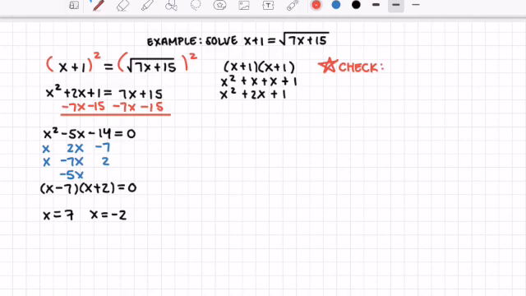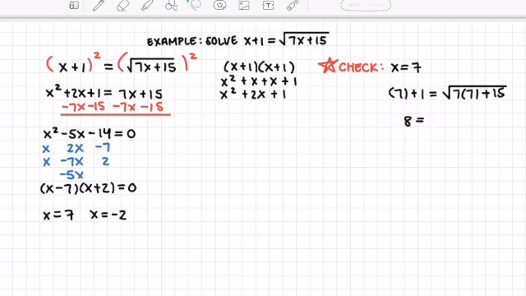If I'm checking these, again, I'm substituting x for 7. When I substitute x for 7 into my original equation, I get 7 plus 1 equaling the square root of 7 times 7 plus 15. This becomes 8, and 7 times 7 plus 15 equals 64. And then the square root of 64 is just 8. So this one ends up working, which is nice. Let's check out the second problem.